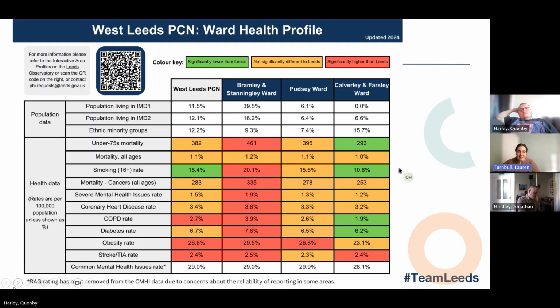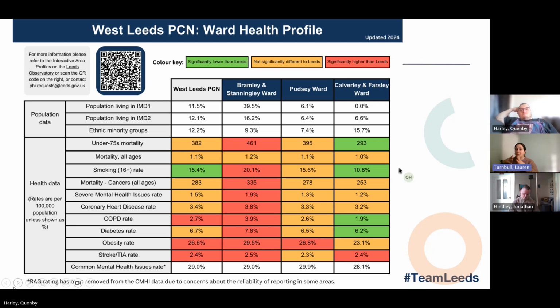So this is an example. We're starting off with West Leeds PCN. You can see that we've got a column which shows West Leeds PCN, so that's the data for the whole PCN, and then you've got the 3 wards to the right of that column, breaking it down. And we can see here the difference between the wards. We've got quite a lot of red in Bramley and Stanningley ward, indicating where rates of health conditions are higher than the Leeds average. Almost all of them are red for that ward.